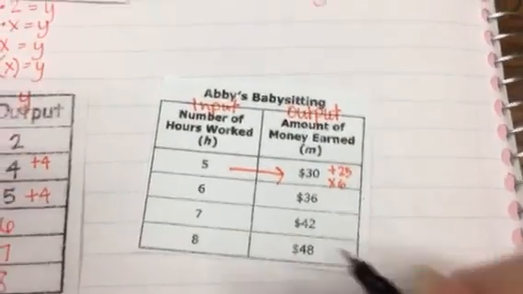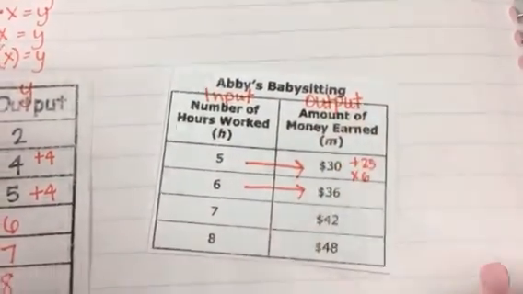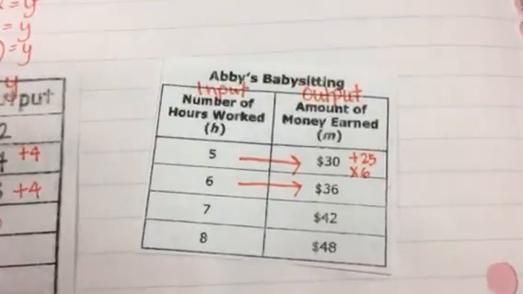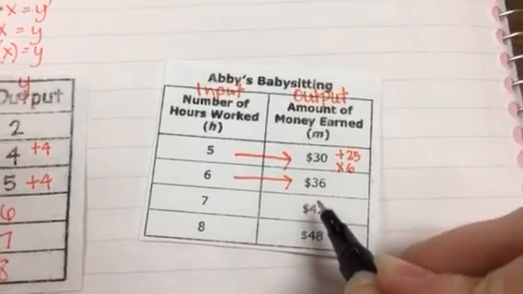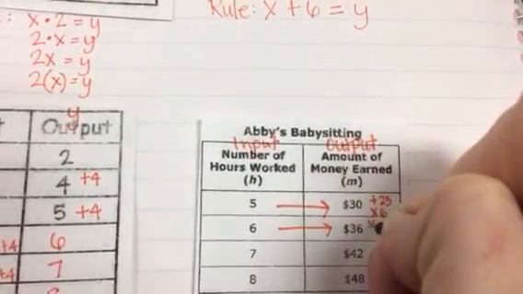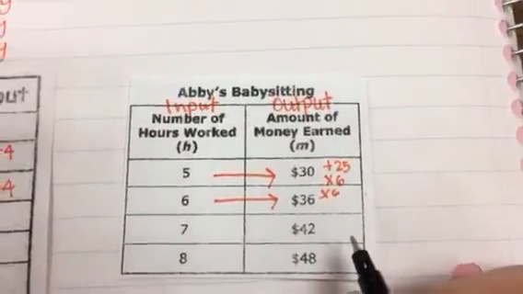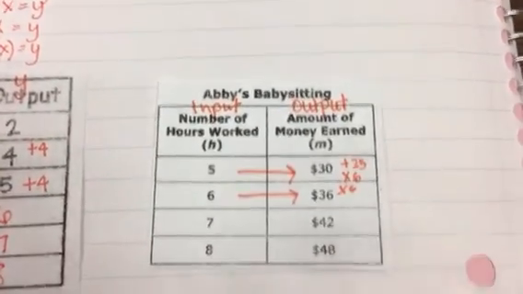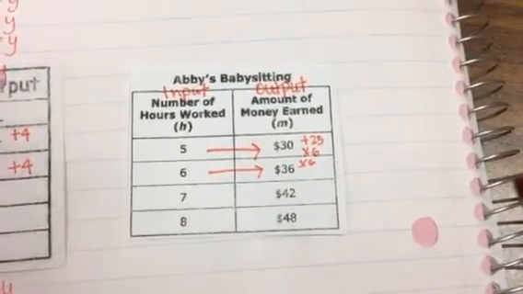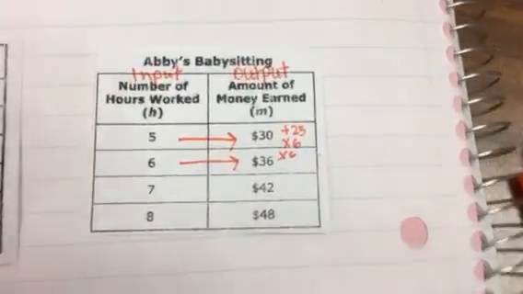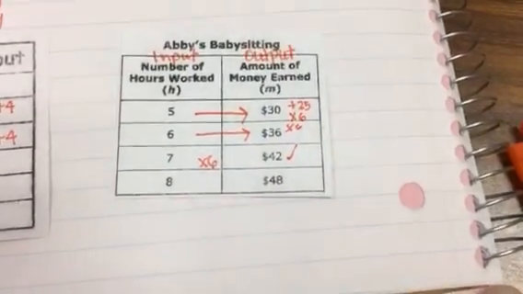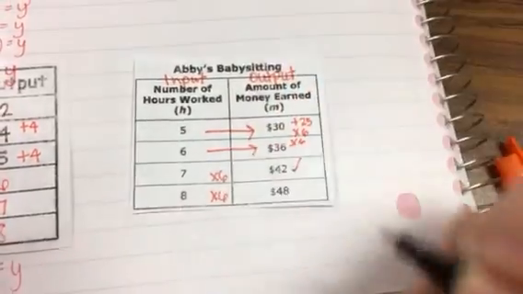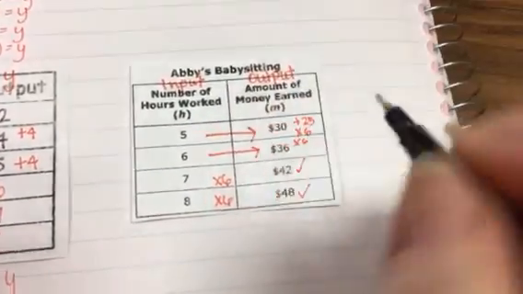So now I begin to check them. I want to check the 6 to 36. So if I do 6 plus 25, which was this first one that we came up with, does that give me 36? It does not. But if I do 6 times 6, does that give me 36? And you very quickly realize that it does. So then we check it with the next one, which is 7. So I do 7 times 6, and that does in fact give me 42. And then I do 8 times 6, and that does in fact give me 48.